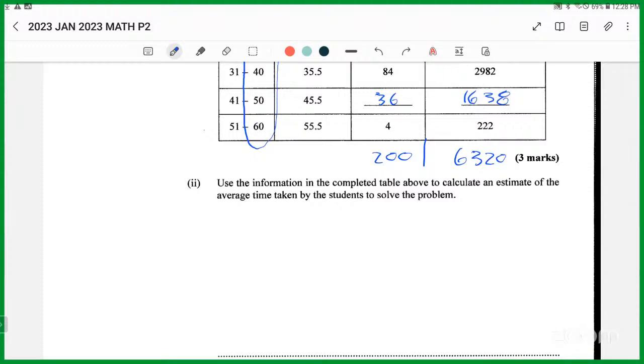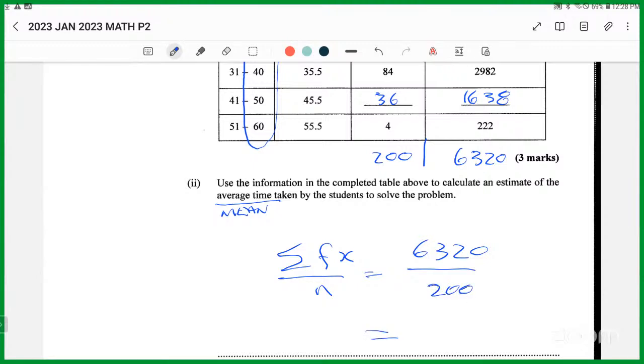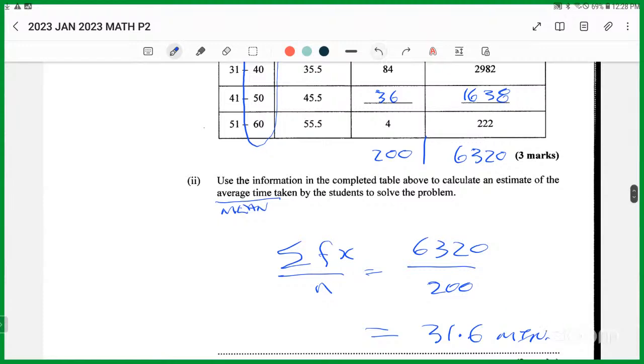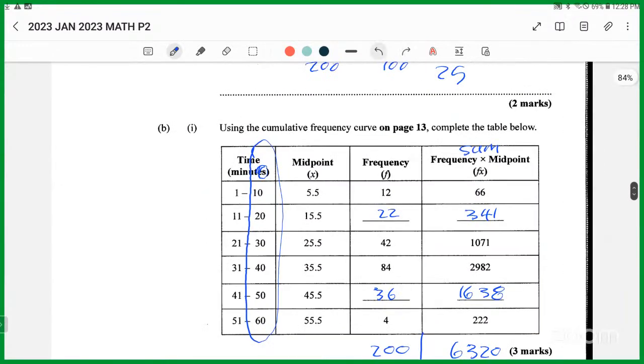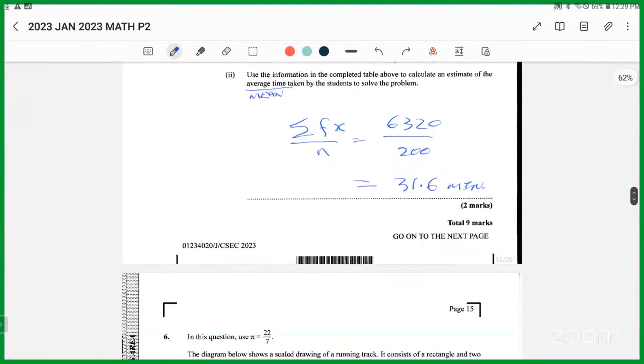The information is used to calculate an estimate of the average time. The average time is the mean, you know. That's the sum of the sum divided by the number of students. 6,320 divided by 200. How much? 31.6 minutes. I have to put in the word minutes there, because I have to answer for the average time. Time is in minutes in this question, and the data is in minutes right here. That is it. Question done.